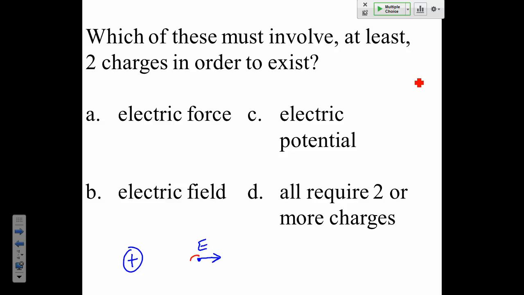So if I put a positive charge there, it will feel a force in that direction, in the same direction as the electric field, but it's not required for that charge to be there in order for the electric field to be there. Similarly, for the electric potential, if I have a positive charge here, I have a certain potential out at this point. Now, it turns out the potential is not a vector quantity.